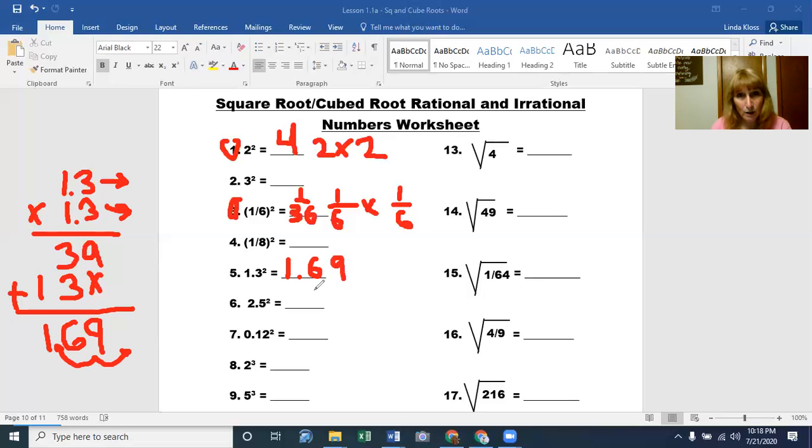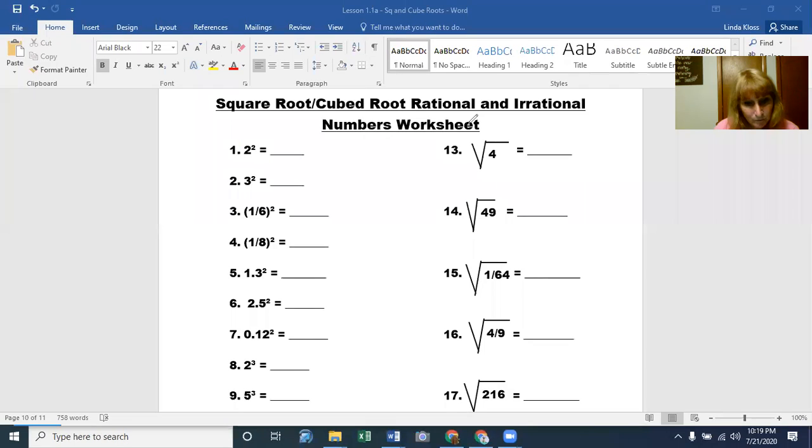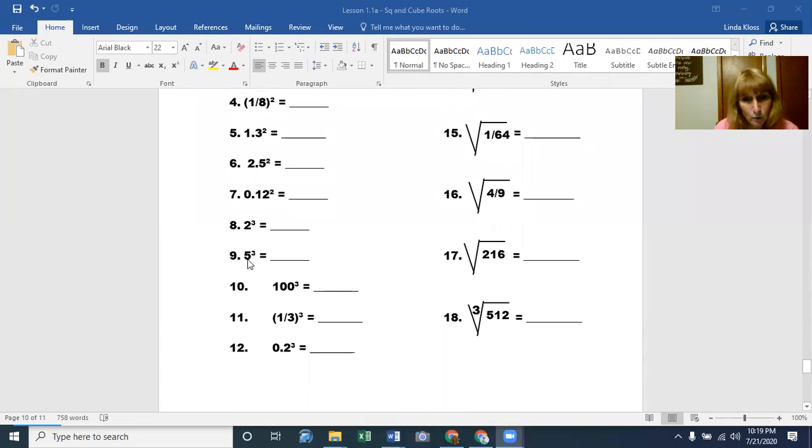So remember I said we could have decimals that get squared or even cubed for that matter. Let's look at, clear these, look at number 9. Now we're getting into some cube roots. So 5 to the third power or 5 cubed. Never, never, never multiply 5 times the little exponent 3. That is not going to give you the right answer. So it's 5 times itself. How many times? Exactly 3 times. So 5 times 5 times 5.